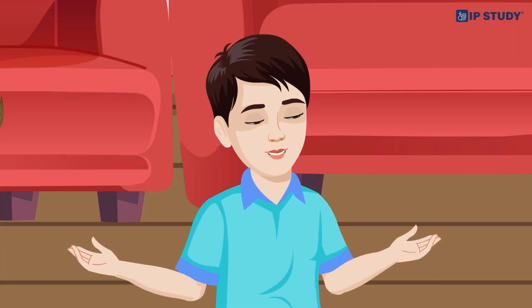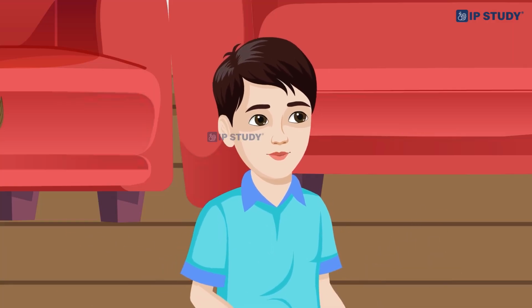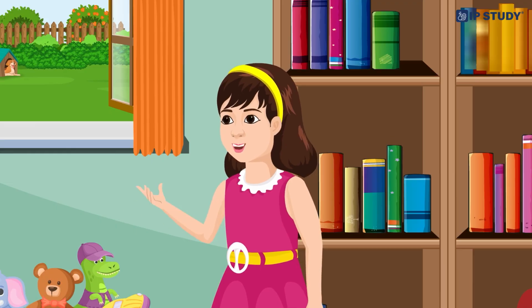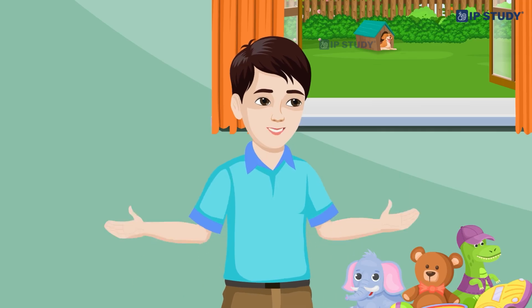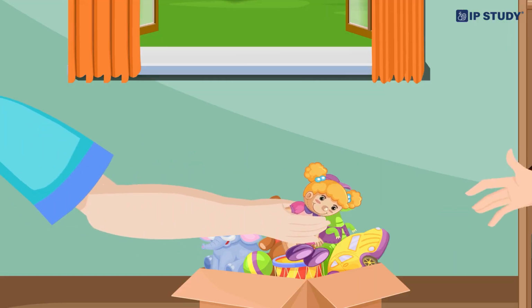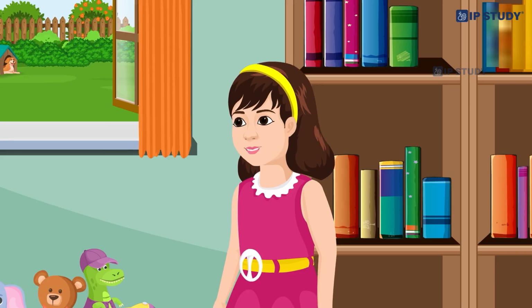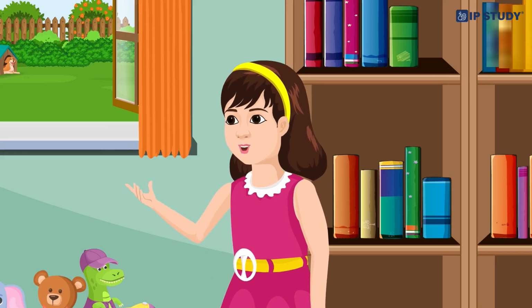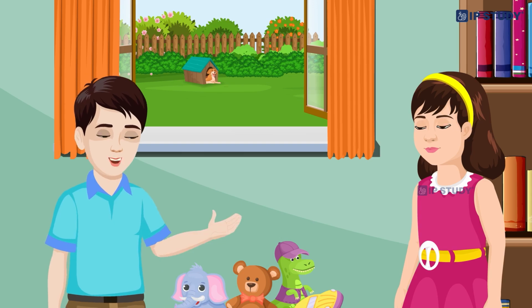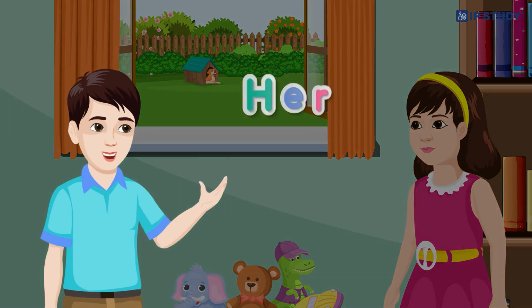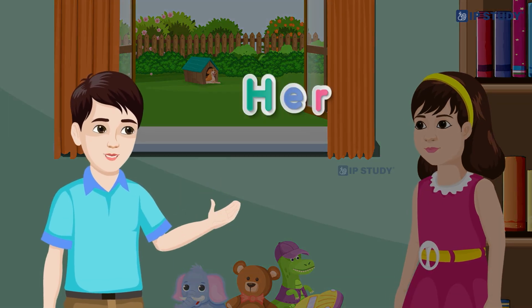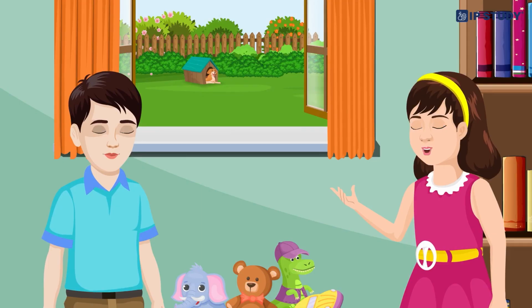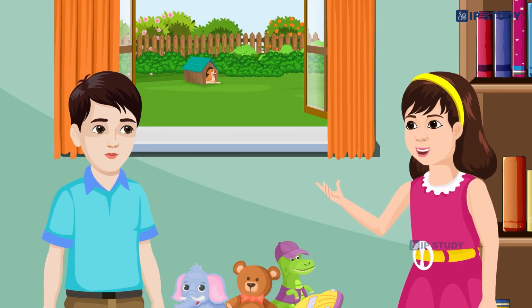Oh, I got it. It is very simple. Akshit, can you pass me that doll? Sure, Janvi. Here you go. Thank you, Akshit. Listen, Akshit, I like playing with her. Oh, I see. Her is a pronoun for a girl or a female. Yes, Akshit, you're right. Akshit, look at Bruno.